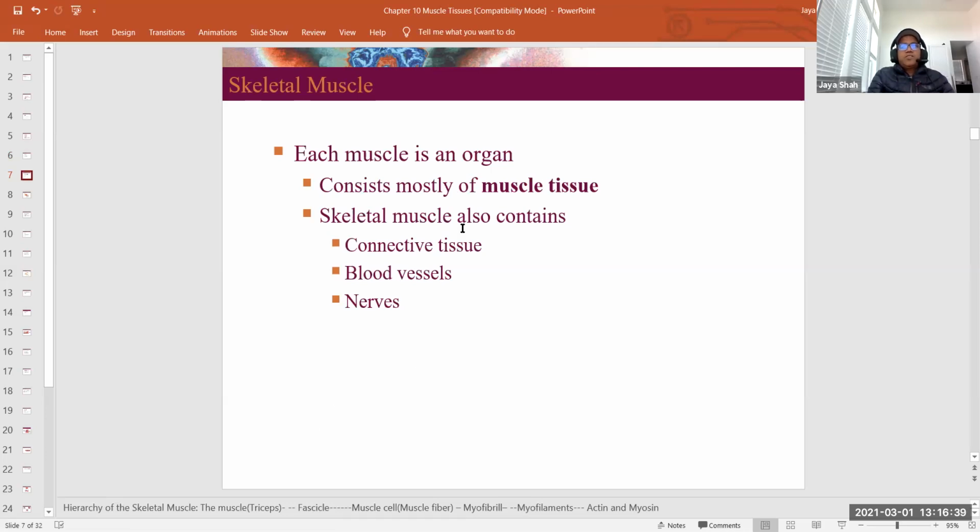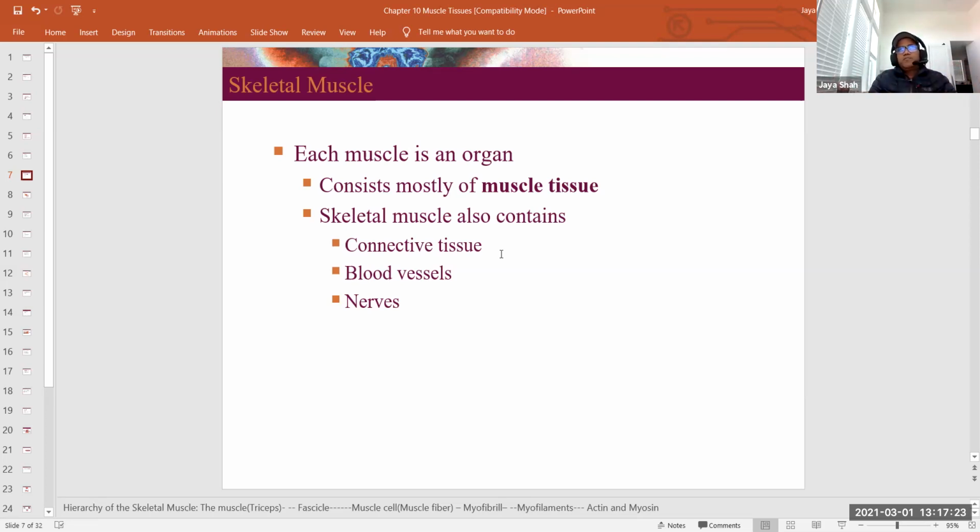Skeletal muscle, each muscle is an organ, as I said earlier. It consists mostly of muscle tissue, but it also contains other tissues like connective tissue. All the coverings of the muscles, the outer layer, middle layer, and inner layer, are all connective tissue. Muscle also contains blood vessels to supply oxygen and nutrition and get rid of waste products, and blood vessels themselves contain several kinds of tissue. Nervous tissue is also in the muscle because nervous tissue controls it. That's why each and every muscle in the body is an organ.